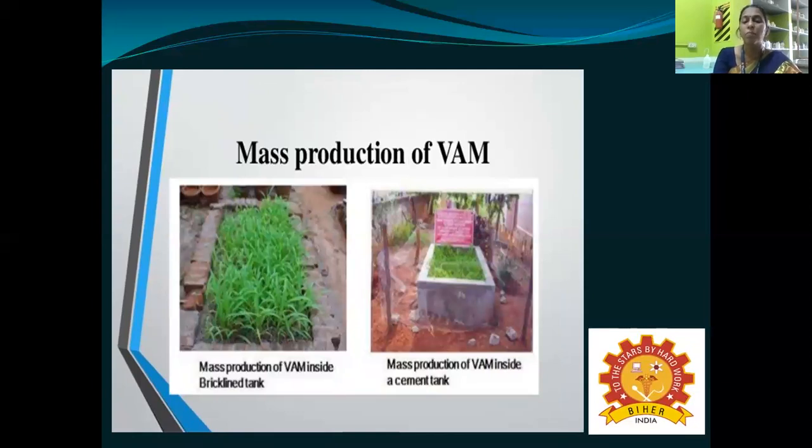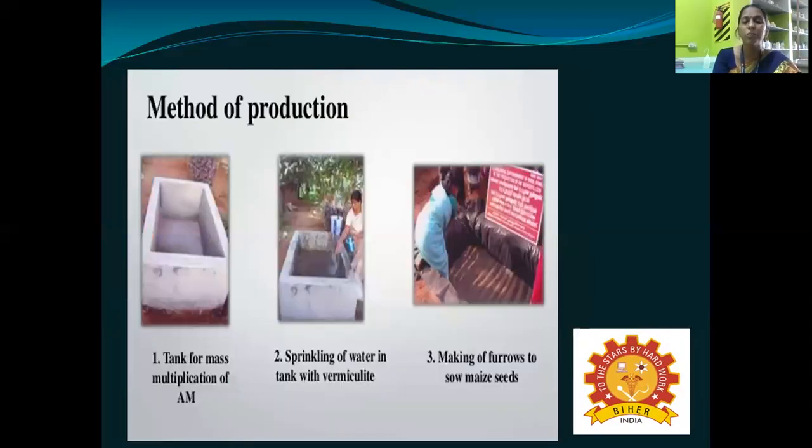So here the mass production of the inoculum is carried out inside a brick tank or a cement tank. So this is the feature. First, the tank is made ready for mass multiplication. The first step is sprinkling water in the tank with the vermiculite. Water with the vermiculite you have added, and then mixing and making furrows. Furrows means small rows.